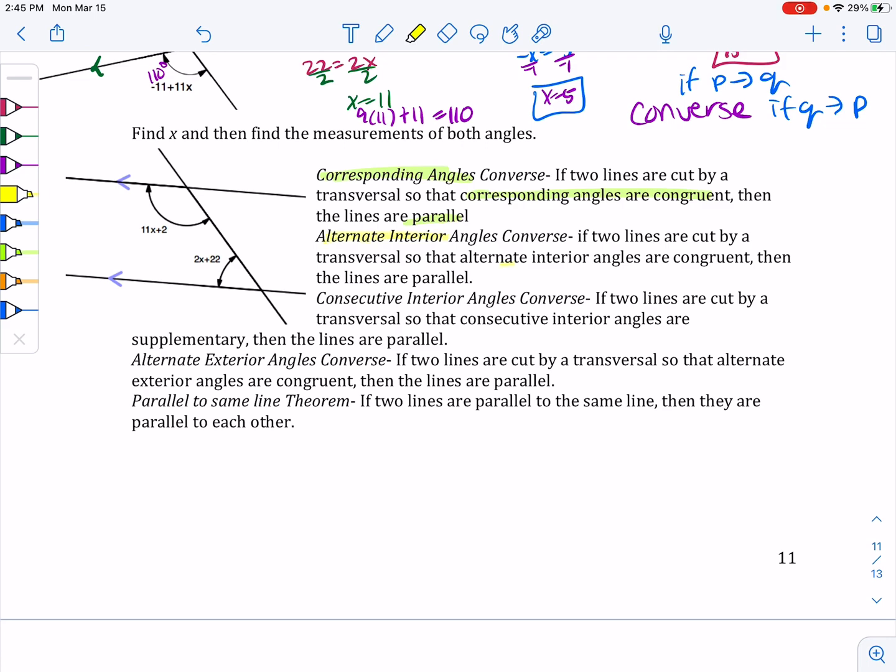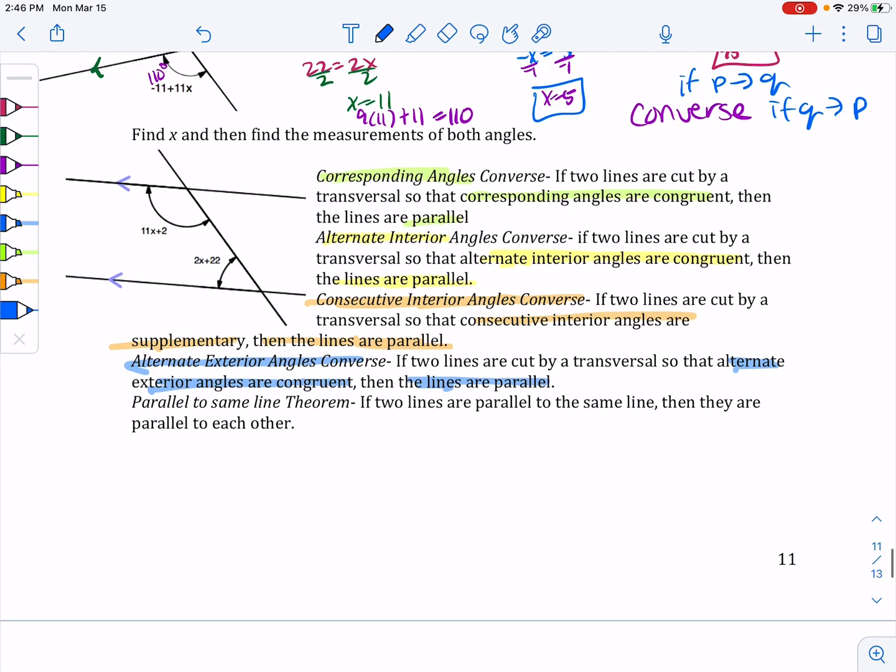If the alternate interior angles are congruent, then we know that the lines are parallel. If the consecutive interior angles are supplementary, then we know the lines are parallel. Or if the alternate exterior angles are congruent, then we know that the lines are parallel. Okay, so all of those are the converse. The converse is showing parallel lines, and the originals are if you have that the lines are parallel.